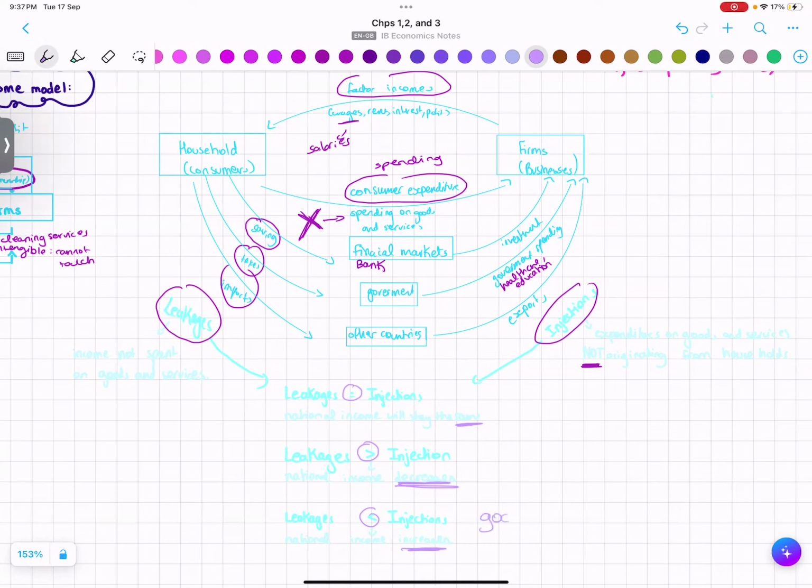This is a good scenario, meaning that the country is spending less than they're making. Or they're making more than they're spending, yeah. And if they end up having leakages greater than their injections and the national income decreases, this is the bad scenario. And then this is just a neutral scenario.